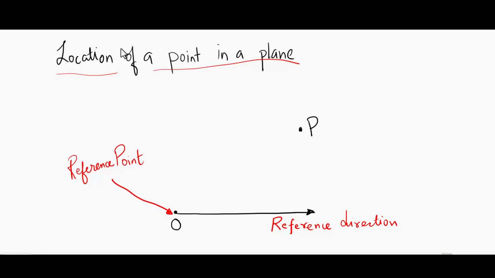By the way, what is this reference direction? Any direction. And where is this reference point? Any point, and you choose it. Okay. So now how do you measure the location of this point P? What we do is that we measure the distance of this point P from the reference point. Let's call this distance r. And we also measure the angle that the reference direction and this line joining O and P makes. This angle, let's call that theta.